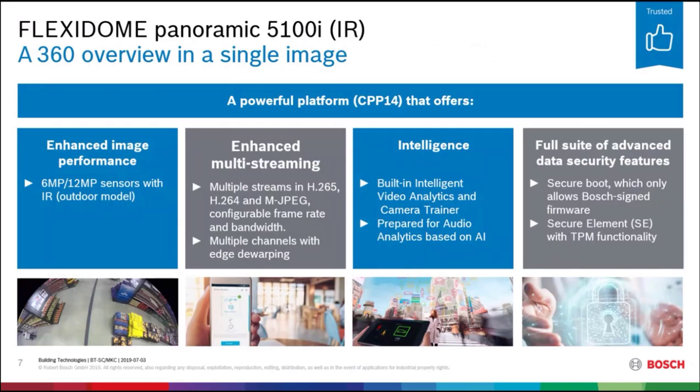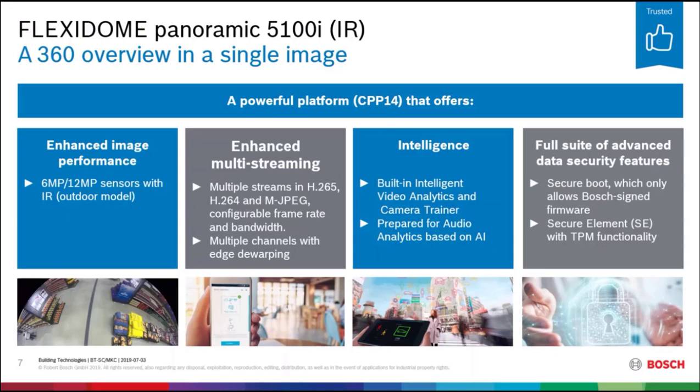And then with our new SoC, what we call our CPP, the CPP14 brings a lot more horsepower into the game and allows us to do a lot more with our imaging. So the image performance, with a 6 or 12 megapixel sensor, depending upon which model you choose, and with the lens, it increases the pixels that we can put on target, including with IR.